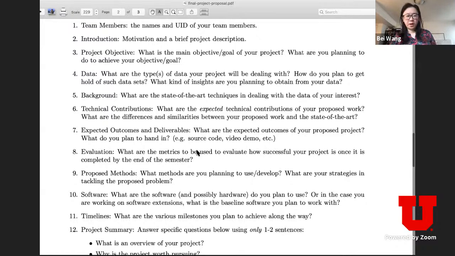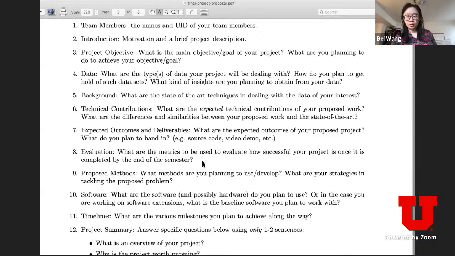What are the metrics to be used to evaluate how successful your project is once it's completed by the end of the semester? For example, if you are using topological features in addition to traditional features to do, say, a regression or classification, then you want to show, for example, how the classification accuracy improved using topological features, or whether the root mean square error improved for regression tasks, once you bring some topological flavor to your pipeline.